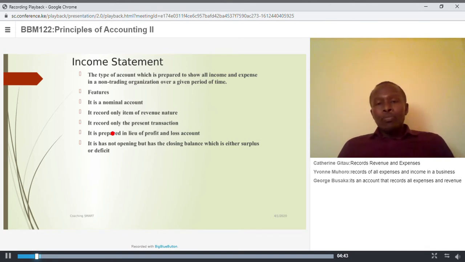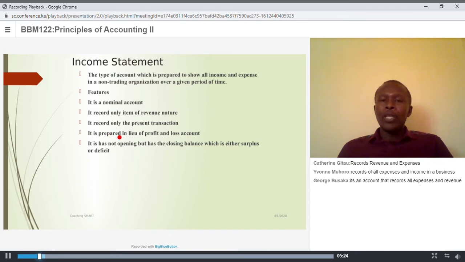Now, number 2, it records only items of revenue nature. In other words, we normally say the income and expenditure account is an accrual account, in the sense that you only record items of revenue nature. Only items of revenue nature are recorded in the income and expenditure account. So any other transaction will not find its place in the income and expenditure account.